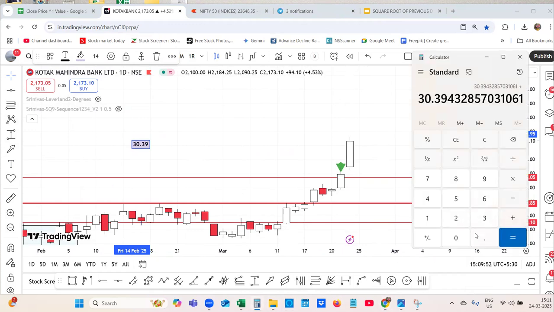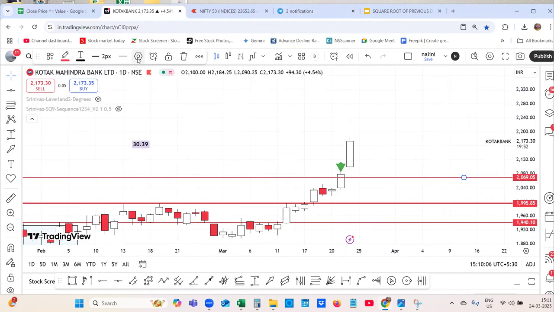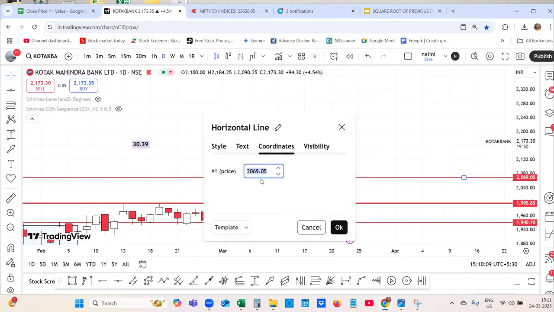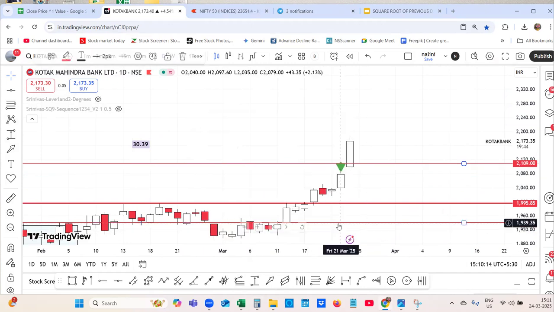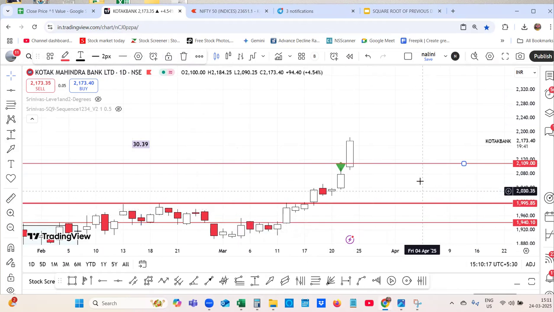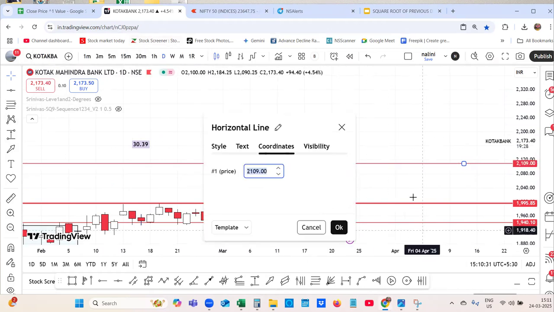I'm adding to the value of the closing price of the previous day. I am getting 2109. Let me adjust this to coordinate 2109. What you can do is, if you identify this type of stocks, you can keep an alert. It is 2109. Is it right? Yes.